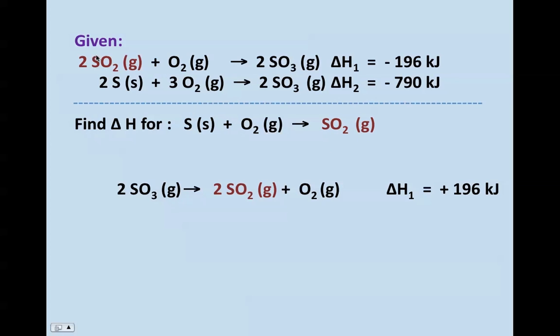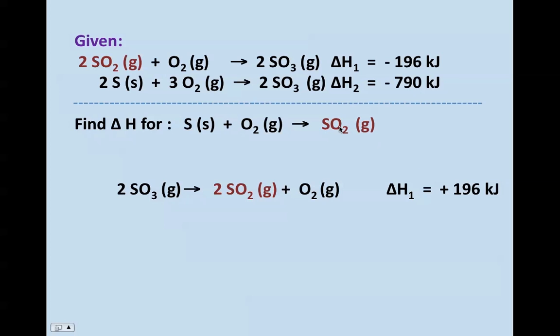So SO2 I'm going to find in my first given equation. So I want to manipulate that one to match the form of SO2 being a product. So in order to get that reactant to a product, I have to flip the entire equation, which also means I need to change the negative to a positive.